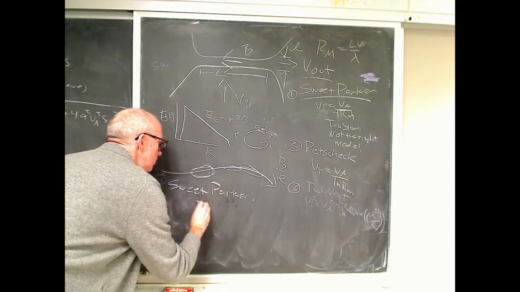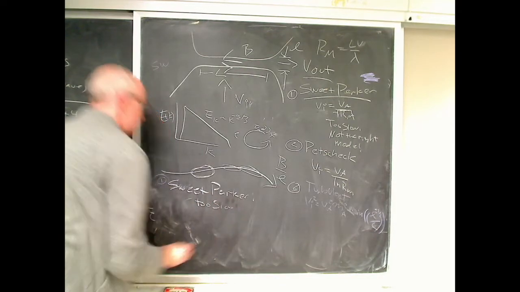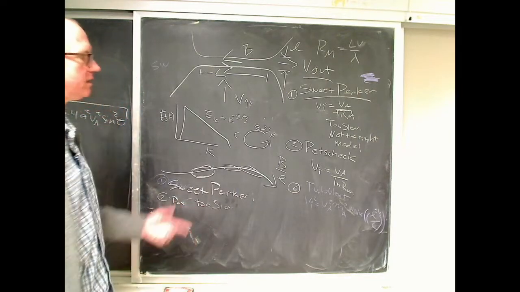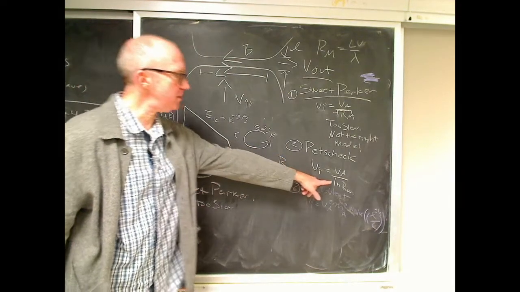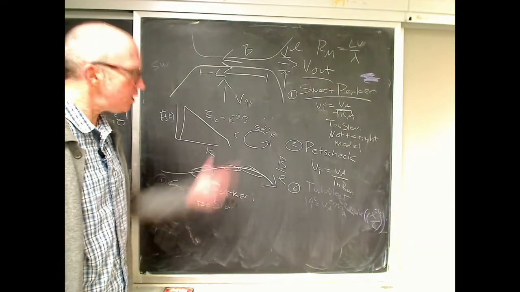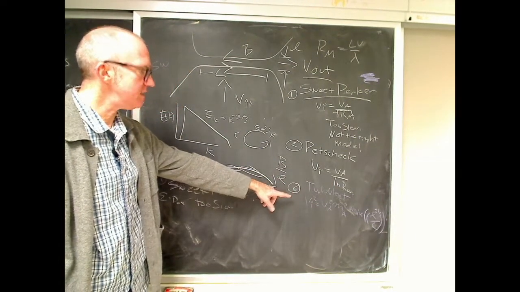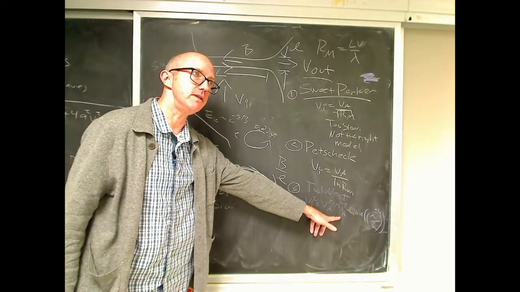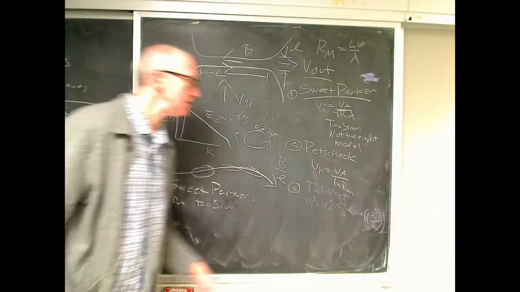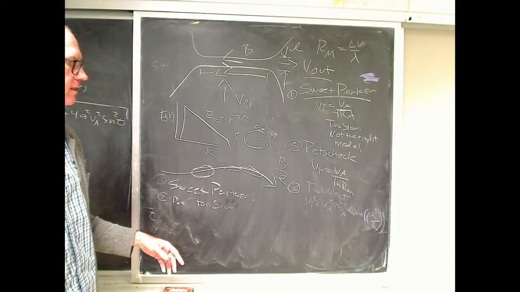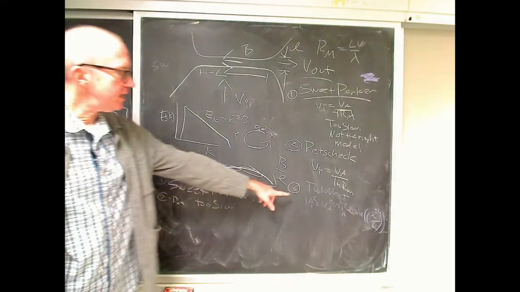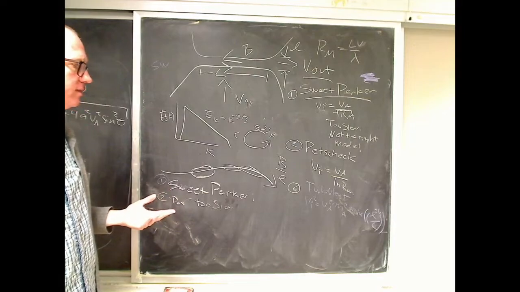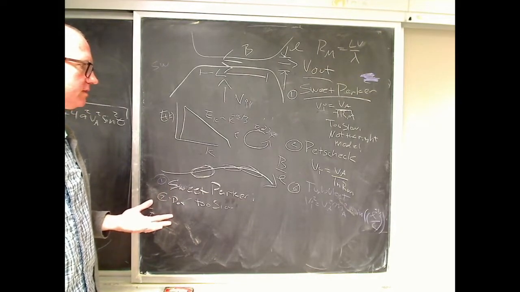Sweet-Parker is too slow. Petschek is faster, but still depends on the diffusivity. Turbulent reconnection is the fastest of these. This goes like VA times some large number that's like 1 times something that's just a geometrical factor. So the turbulent reconnection rate is by far the fastest of the 3 reconnection rates, and it's probably the one that is physically realized most often.